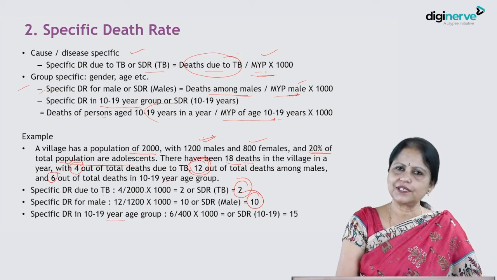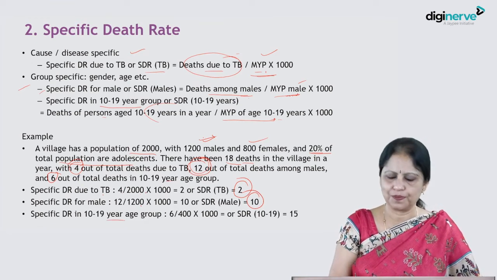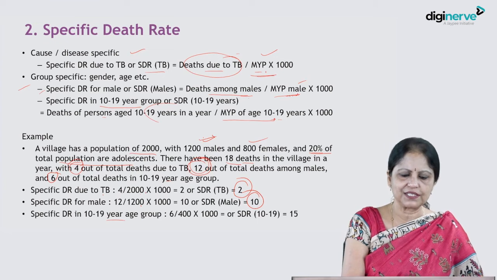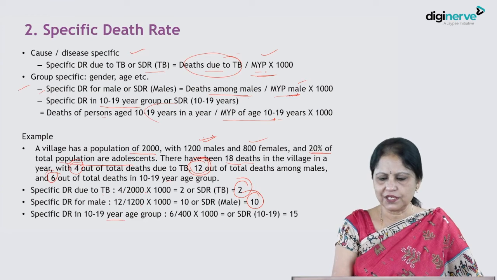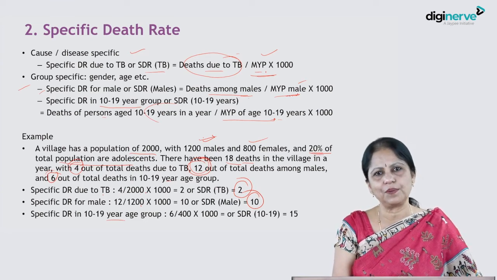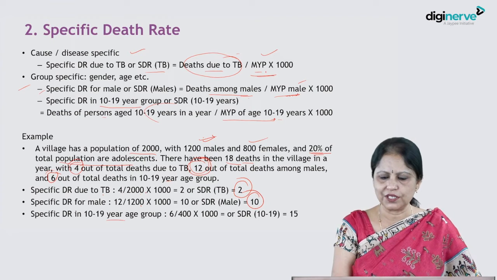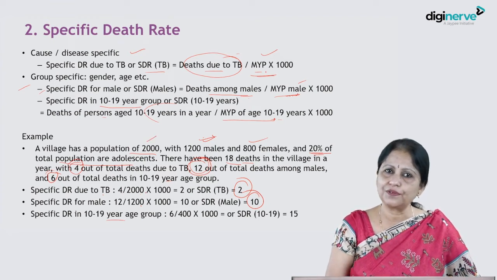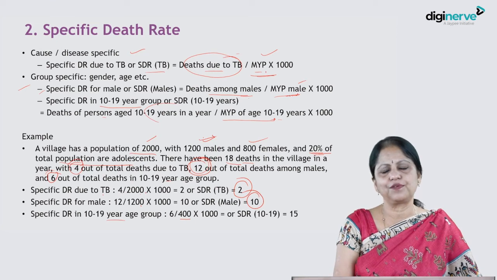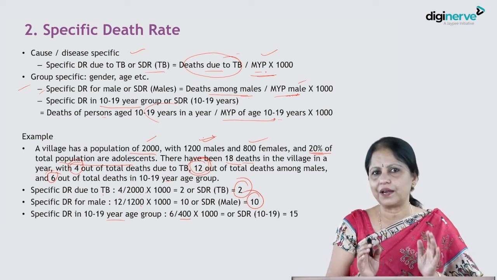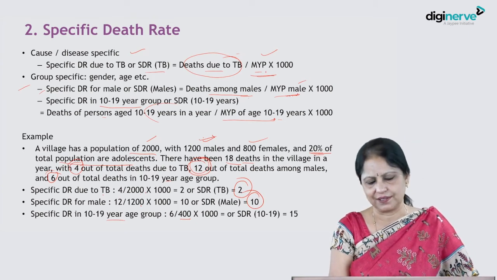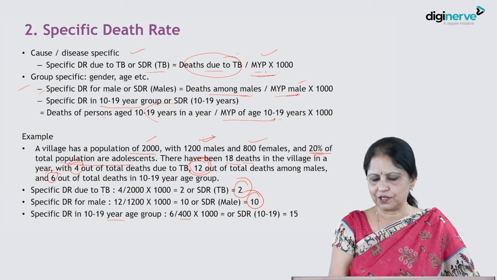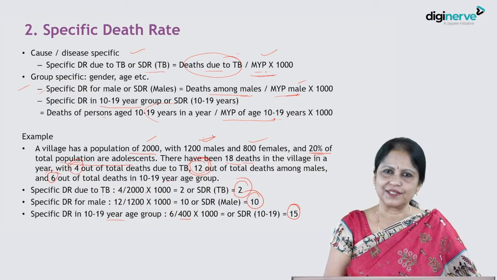Now specific death rate in adolescents, that is the 10 to 19 year age group. So here again total adolescent deaths are 6 out of the total deaths. So numerator is 6. Now the denominator, I told you 20% of the total population are adolescents. So 20% of 2000, that means 400. So denominator is 400. That is, in this village there are 400 adolescents, out of which 6 had died during that calendar year. So 6 by 400 into 1000. So SDR for adolescents is 15. I hope this is clear to you.